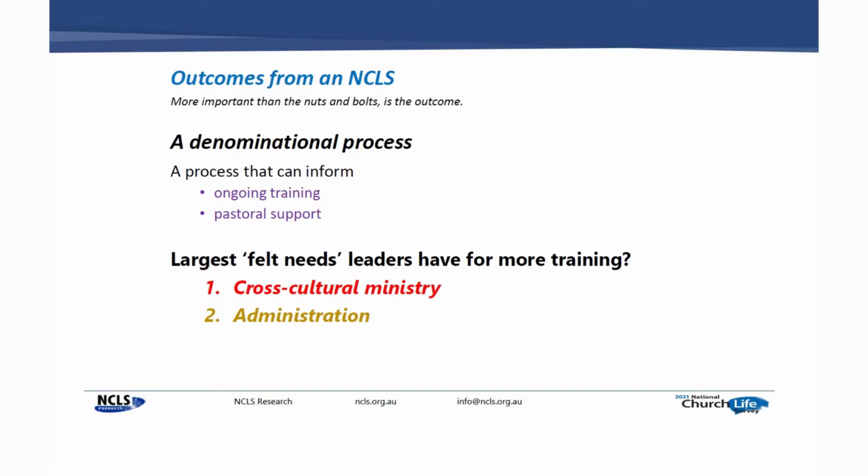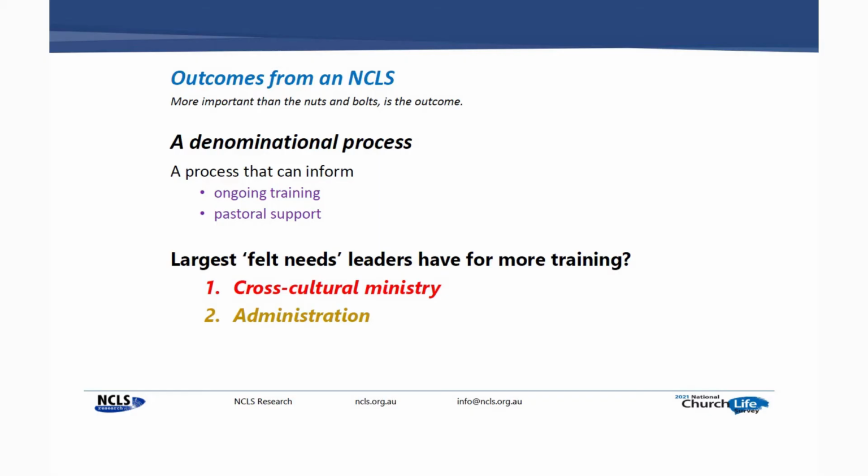It was one of the findings this time around that I think is one of the most surprising and interesting. The area that leaders said, I don't feel equipped in this area at all, or I feel very poorly equipped, was cross-cultural ministry. And it's pretty much the same story in every denomination. It's 30% across Australia. A third of senior church leaders are saying, I haven't got much here.